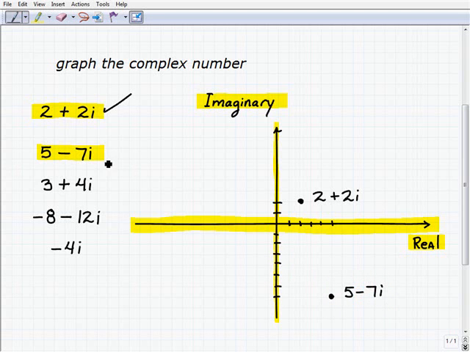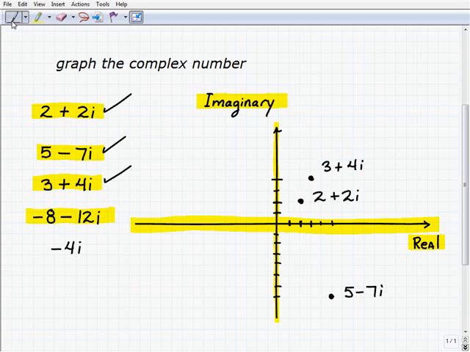All right, let's look at our next complex number here. 3 plus 4i, this is pretty straightforward now, hopefully for you. If you want to go ahead and pause the video and try these problems, it's a good time to do so now. So it's 3 on the real, 1, 2, 3, and 4 on the imaginary, positive 4 now. 1, 2, 3, 4, so that is going to be right there. 3 plus 4i.